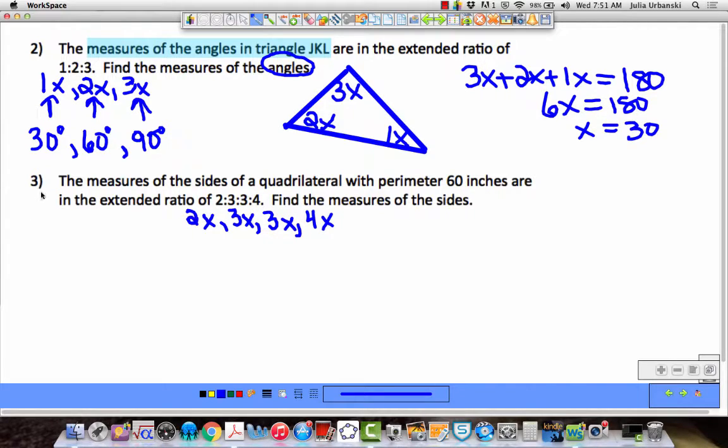Alright, so number 3. The measures of the sides of a quadrilateral. Okay, that's what we're dealing with. The measures of the sides of a quadrilateral has a perimeter of 60 inches. So what should I draw?